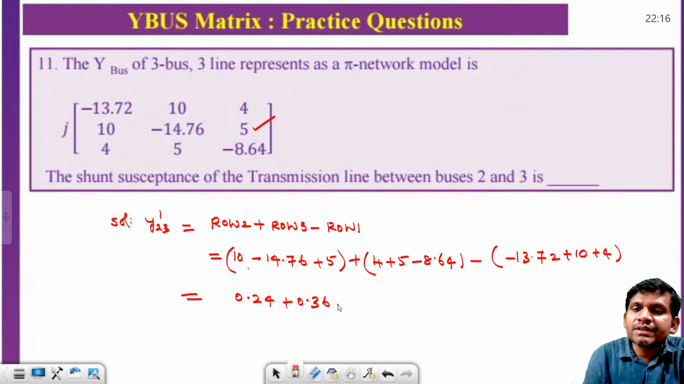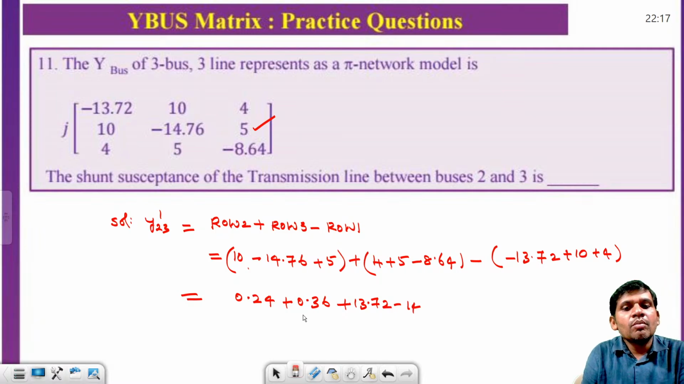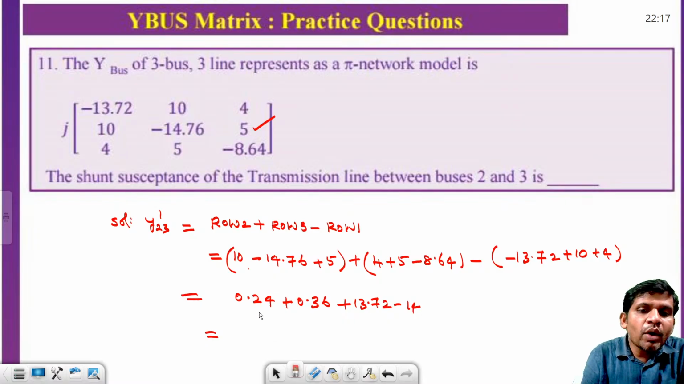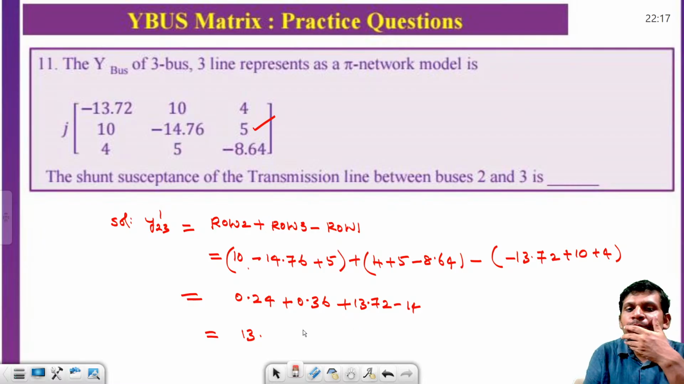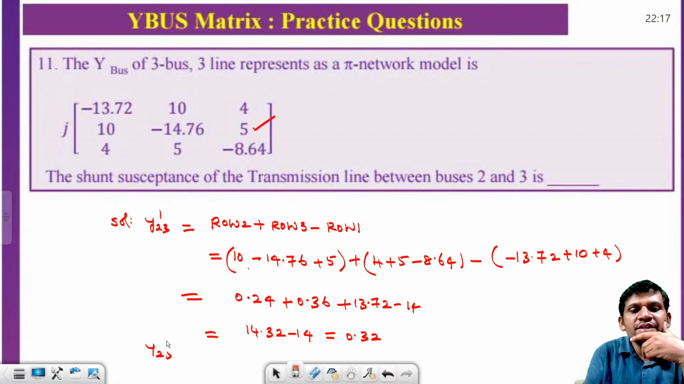Correct. 0.36. Plus 13.72 minus 14. This is how much? 0.6. This is equal to 0.6. And 13.72, if you add 0.6 now, 14.32. 14.32 minus 14, students. This is equal to 0.32. That is finally y23 dash equals j0.32. Once again, check it.